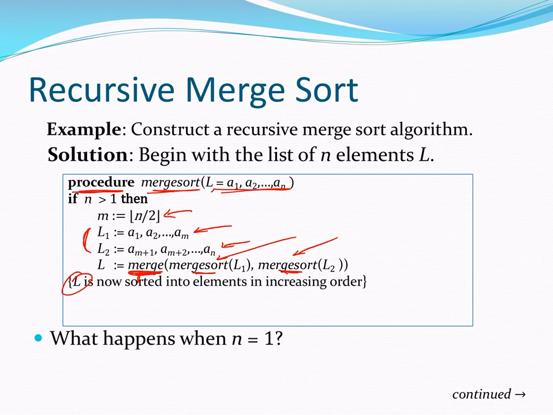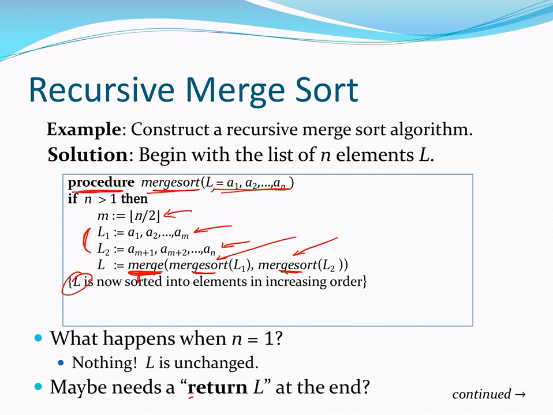What happens when n equals 1? Well, nothing. It just comes back as itself. And we don't have any kind of return for this list, so we're basically assuming that we're keeping track of L outside of the procedure.